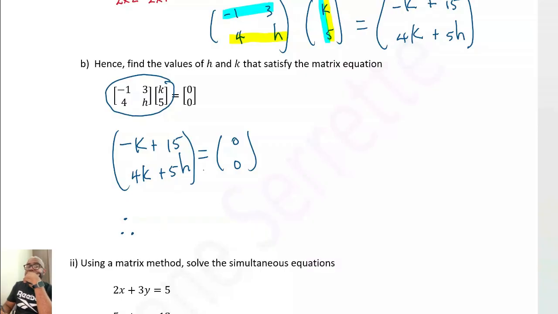4 multiplied by 15 plus 5h is equal to 0, no? So here, what's going on? And we didn't do anything like this yet, right? So here, what's going on here?